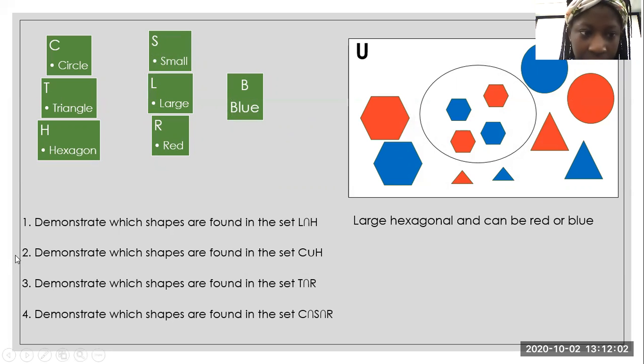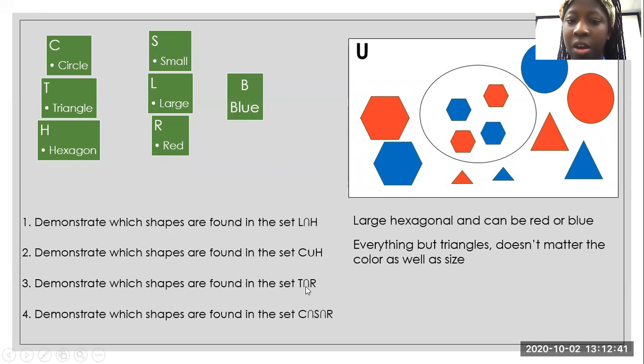Now let's go to number two. We're looking for C or H. So circle or hexagonal. So in this problem, it can be circle or hexagonal. Of course, again, it didn't say any colors, so we'll just say blue or red. It doesn't matter. And it also doesn't say anything about size, so we'll do both small and large. So we'll be looking for circles or hexagons that are small and large, or blue and red. The only thing we're not looking for is triangles. So all the triangles will be excluded.